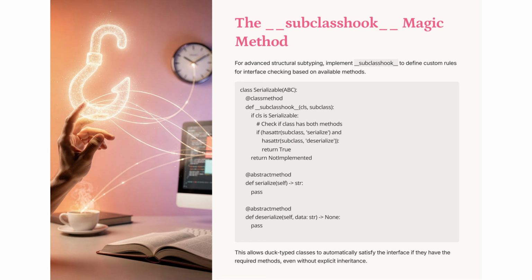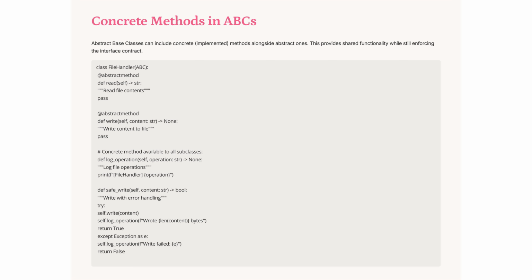In the serializable class, subclass hooks checks for serialize and deserialize methods. If present, the class satisfies the interface without explicit inheritance, allowing duck-typed classes to seamlessly integrate by meeting method requirements. Abstract-base classes can include concrete methods, offering shared functionality while enforcing interface contracts.